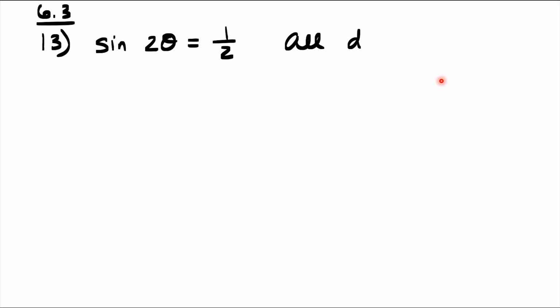Let's jump to 6.3. Number 13. Okay, what is the answer here? Sine of 2 theta. Hey, very close to what we did before here. Okay, sine of 2 theta is equal to 1/2. And it says find the answers for all degree values.